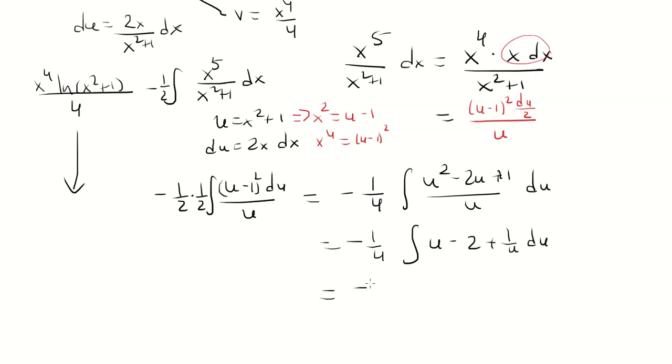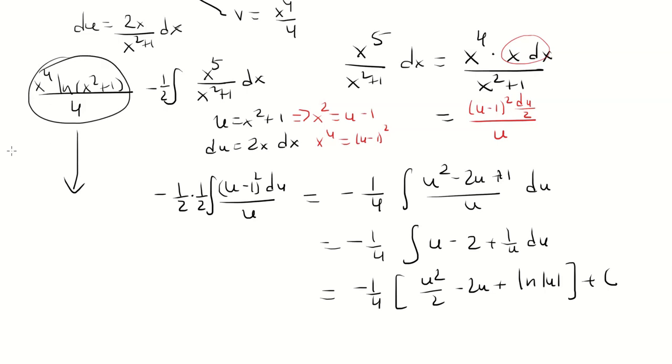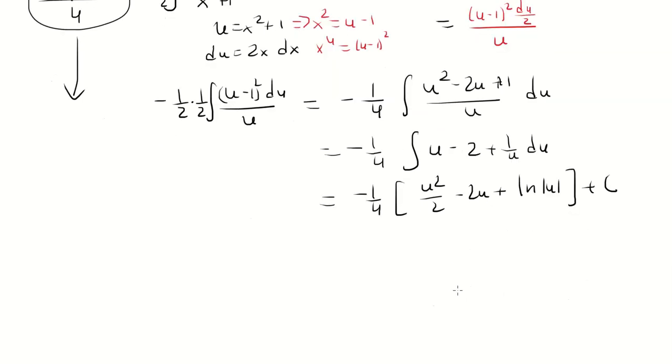And then this is u squared over 2 minus 2u plus natural log of u plus c. And then don't forget, with all of this, we still need to include this term. So, okay, but before we do that, let's keep multiplying this out. So this is negative u squared over 8 plus 1/2 u minus 1/4 natural log u.